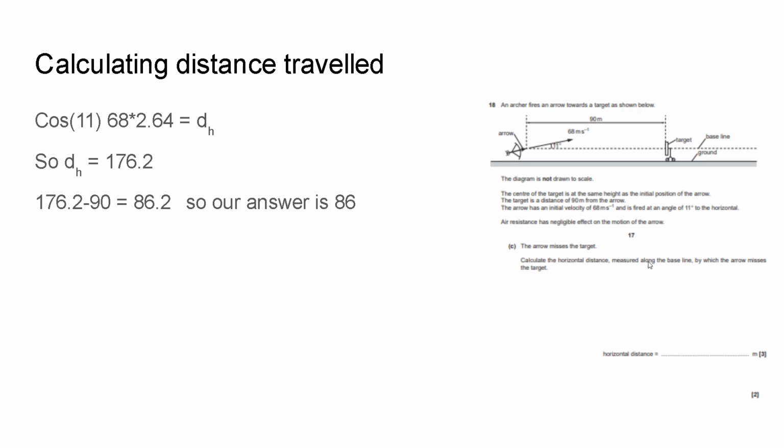In this question, it asked us to calculate the distance by which the arrow misses the target. Since the target is 90 meters away from the bow, we can simply subtract 90 from this to give us the answer of 86.